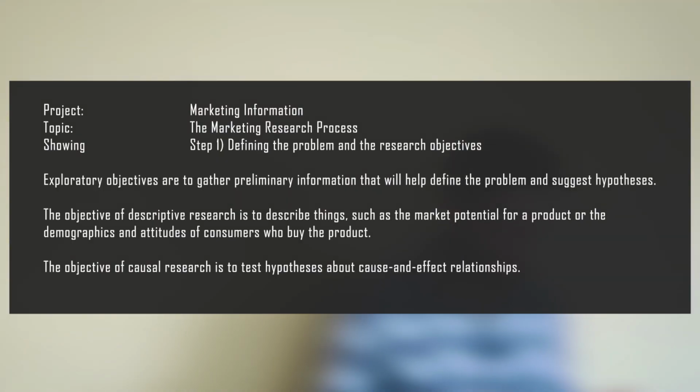Exploratory objectives are to gather preliminary information that will help define the problem and suggest hypotheses. The objective of descriptive research is to describe things, such as the market potential for a product or the demographics and attitudes of consumers who buy the product. The objective of causal research is to test hypotheses about cause and effect relationships.